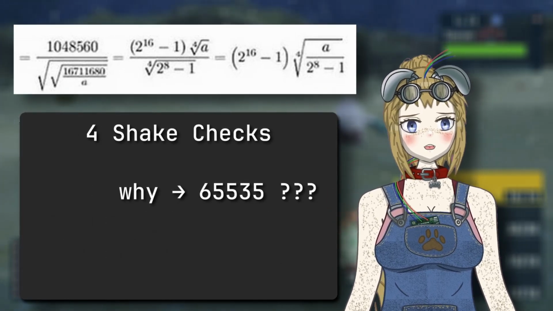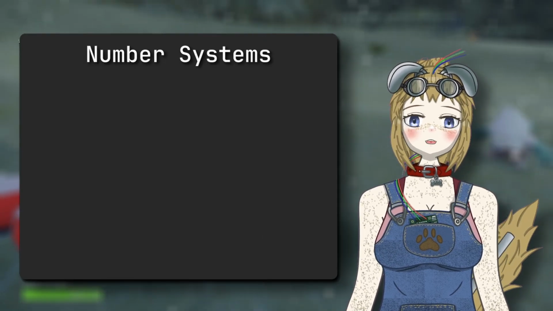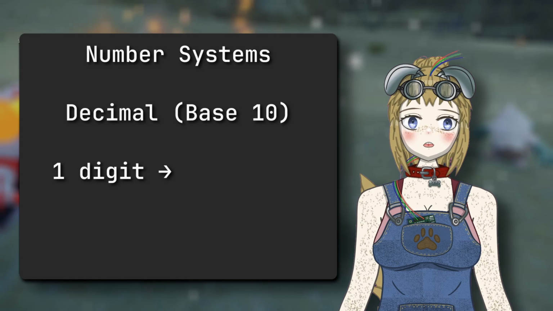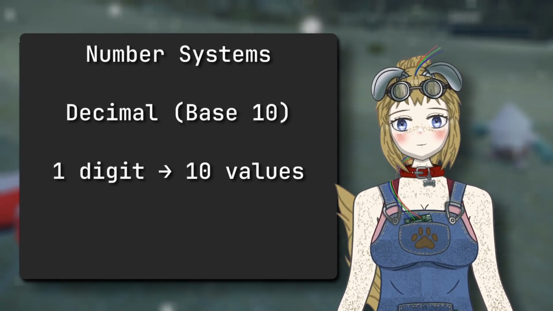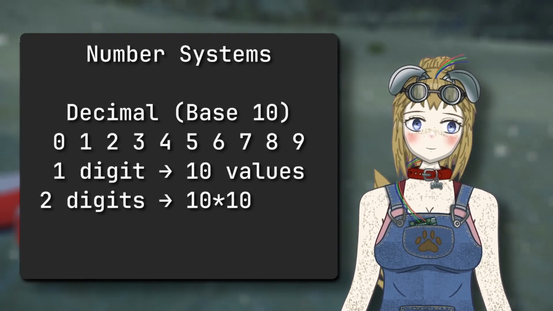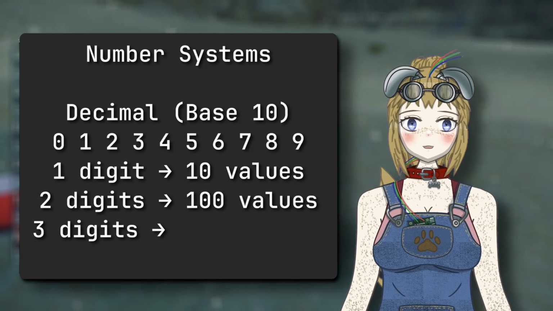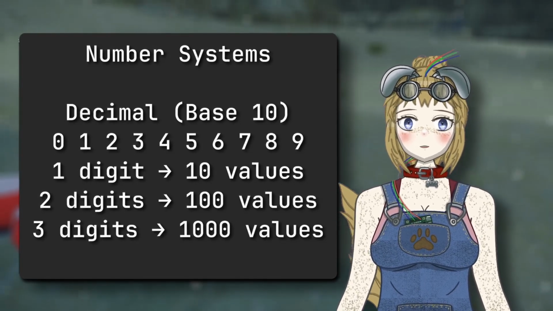But why does the check use 65535, a seemingly random number? We humans like to work in decimal, base 10. In each number column, or digit as they're called in base 10, we can store 10 possible values, 0 through 9. With 2 digits, we can store 10 times 10, or 10 squared values, 100 values. With 3, we can store 10 times 10 times 10, 10 cubed, 1000 values.